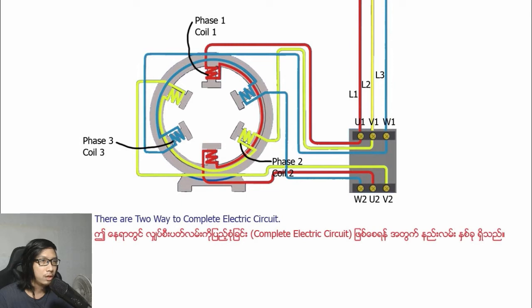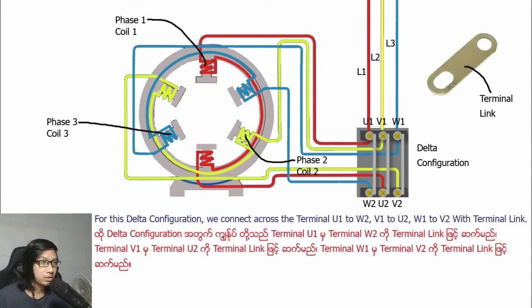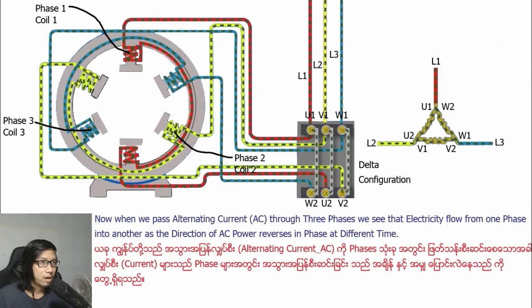There are two ways to complete the electric circuit. First way is delta configuration. For this delta configuration, we connect across the terminals U1 to W2, V1 to U2, W1 to V2 with terminal links. Now we pass alternating current AC through three phases. We see that electricity flows from one phase into another as the direction of AC power reverses at different times.